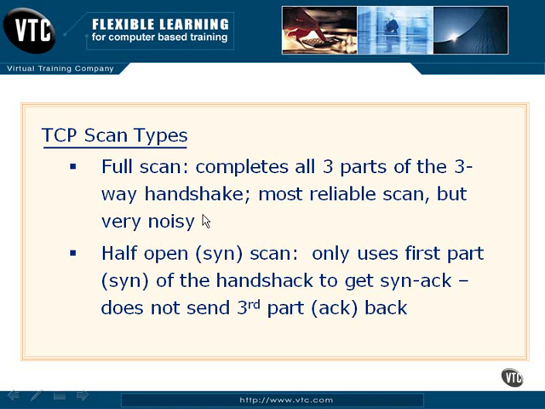Basically, that means we're going to scan the systems, and depending on the scan we use, we're going to find out certain information. So there are several dozen versions of scans available to us, and we're going to cover the most common and what the benefits and drawbacks are. The first one we're going to talk about is the full scan, also known as a connect scan. And basically, this is going to complete a full three-way TCP handshake.